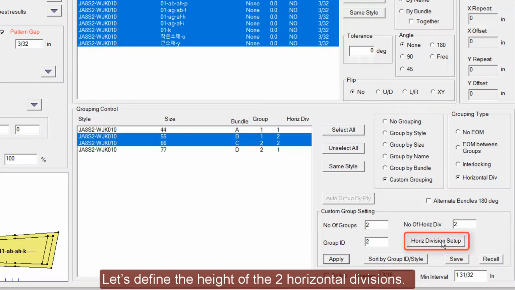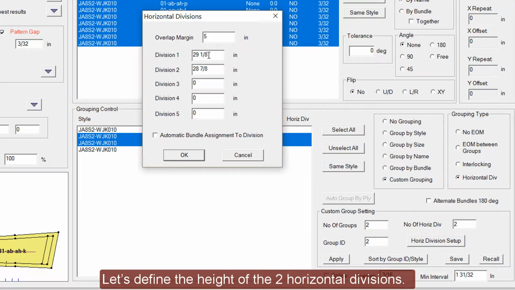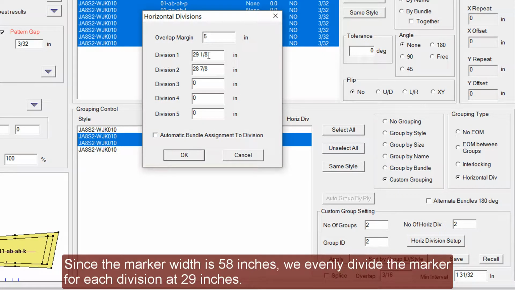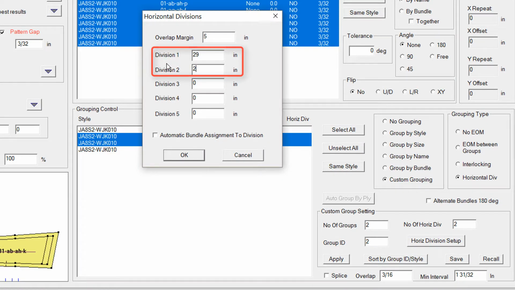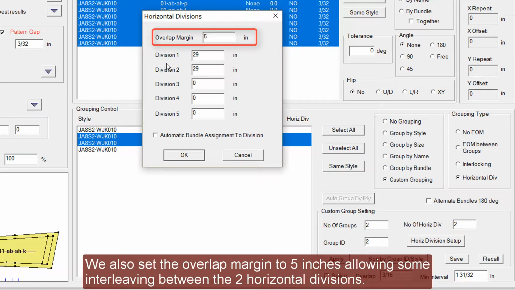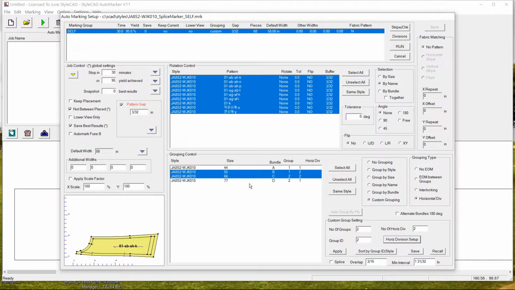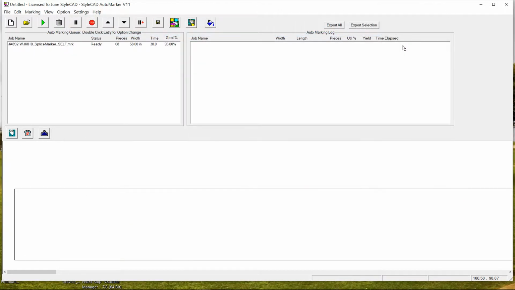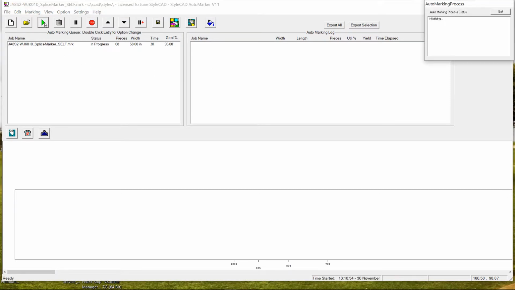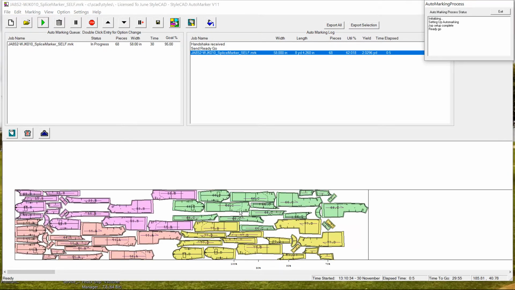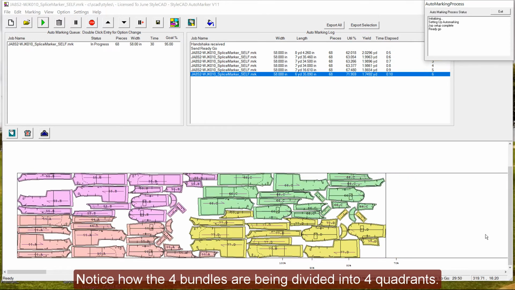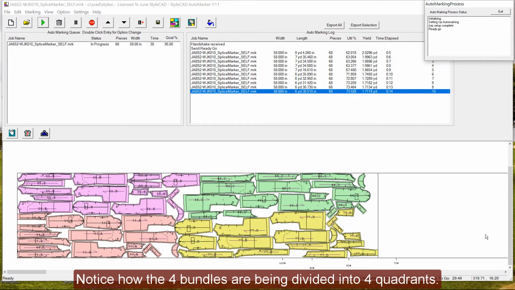Let's define the height of the two horizontal divisions. Since the marker width is 58 inches, we evenly divide the marker for each division at 29 inches. We also set the overlap margin to 5 inches, allowing some interleaving between the two horizontal divisions. Notice how the four bundles are being divided into four quadrants.